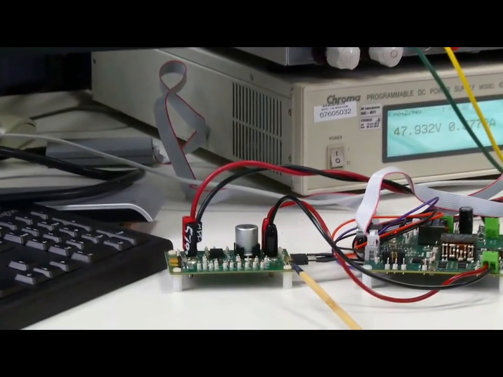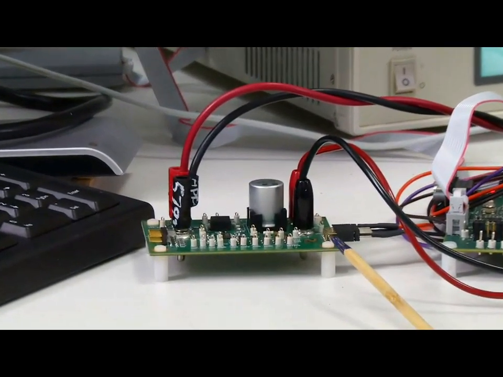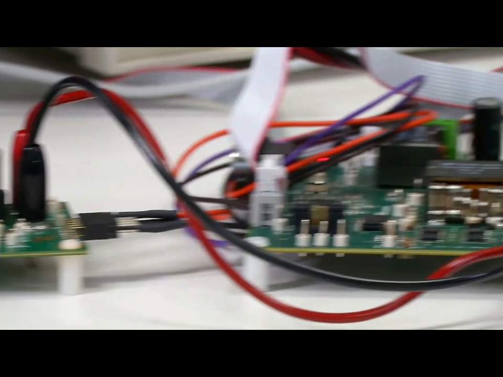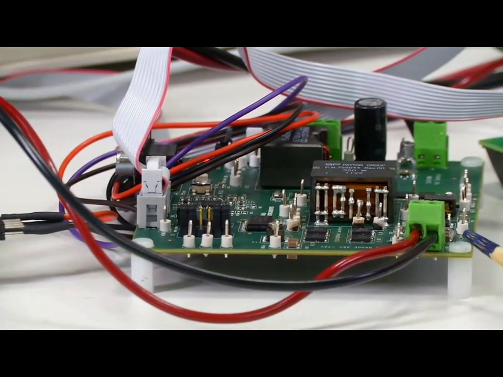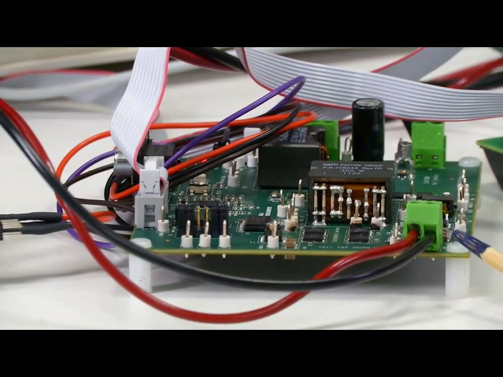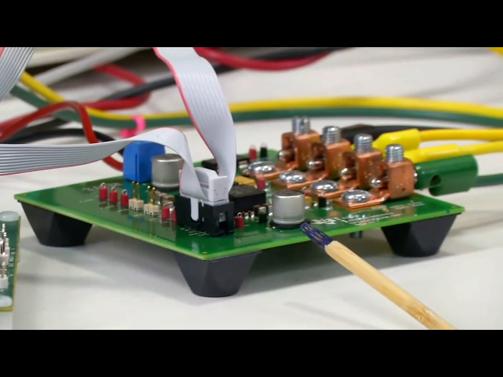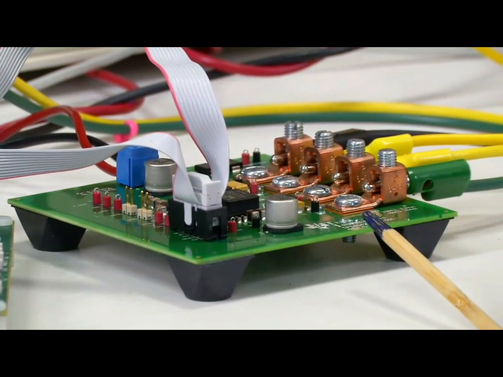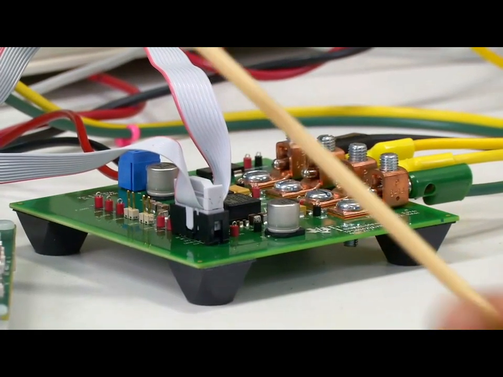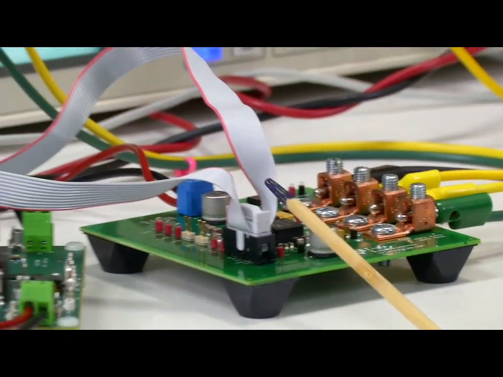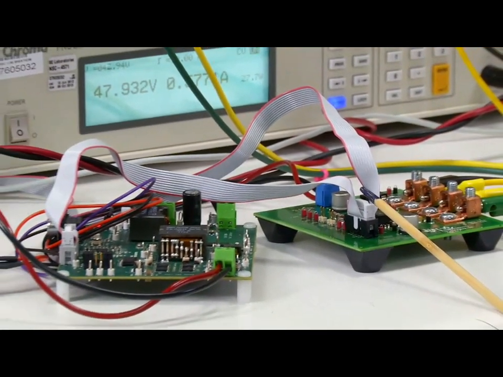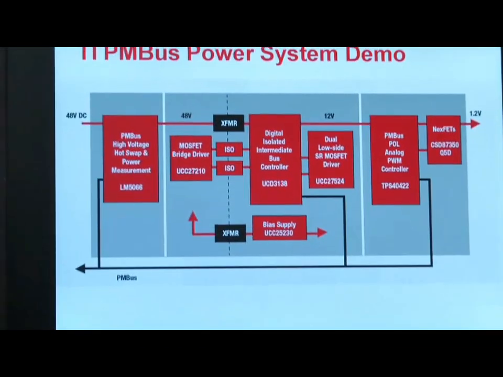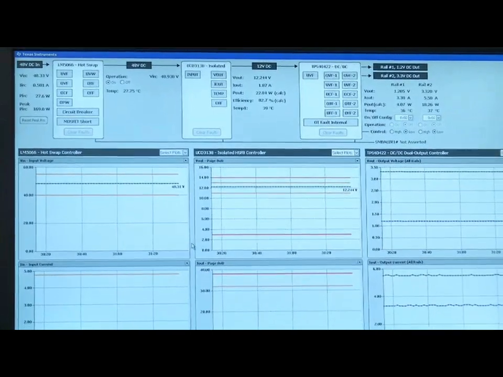Again, on the left is the LM5066 hot swap controller that takes 48 volts and protects the system against harmful inrush currents. In the middle is the UCD3138, which takes 48 volts and converts it down to 12 volts. And on the right is the TPS40422 DC-to-DC controller, which takes 12 volts and creates 2 different output voltages for powering digital loads. And the ribbon cable here represents effectively the PMBus interface, which is common to all 3 of these boards. So now let's go over and take a look at the graphical user interface that's used to interface to all 3 of these boards.